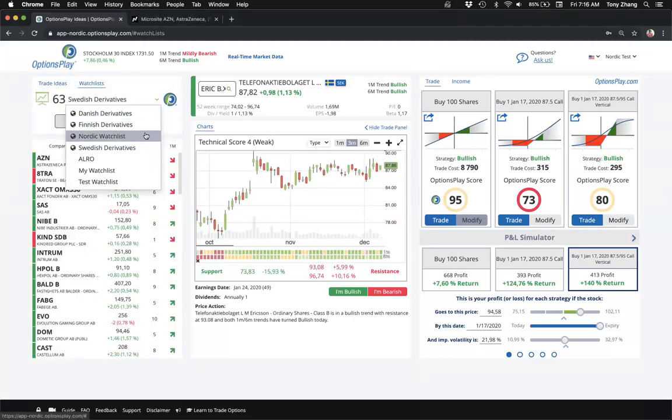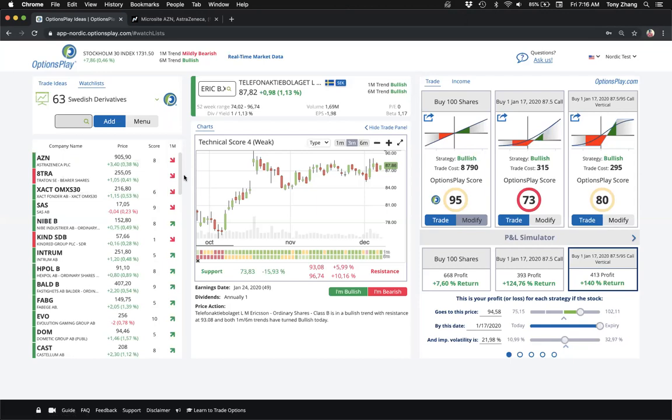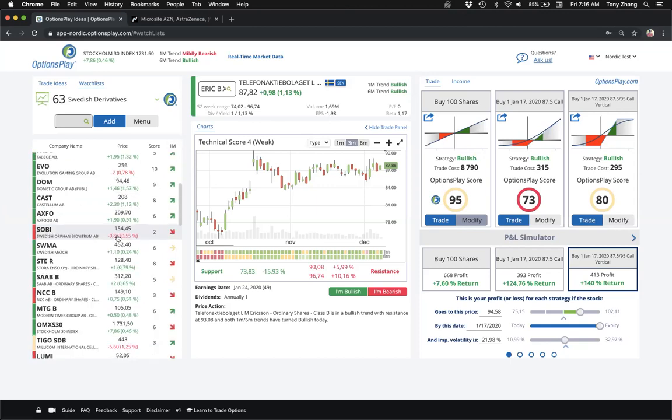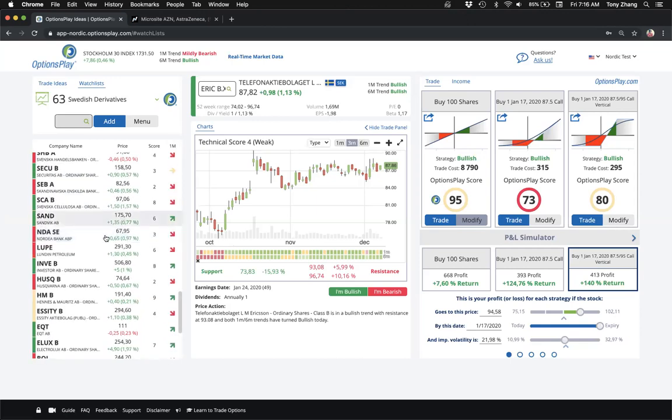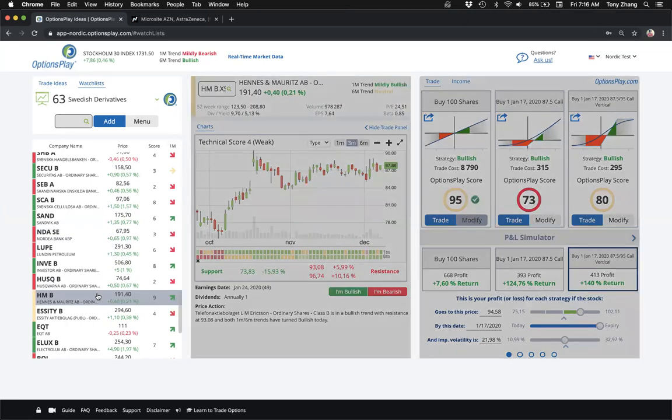We have Nordic watch lists that have large cap stocks across the 3 regions. And then we have Danish, Finnish, and Swedish derivatives if you want to focus on a specific country. And many of you live in a specific country. You probably might trade predominantly the stocks in that country, so you can easily filter based on that country. And we have a whole watch list of all the optionable symbols within that country. And for any symbol that you type in or click on, it'll bring up the rest of the screen.